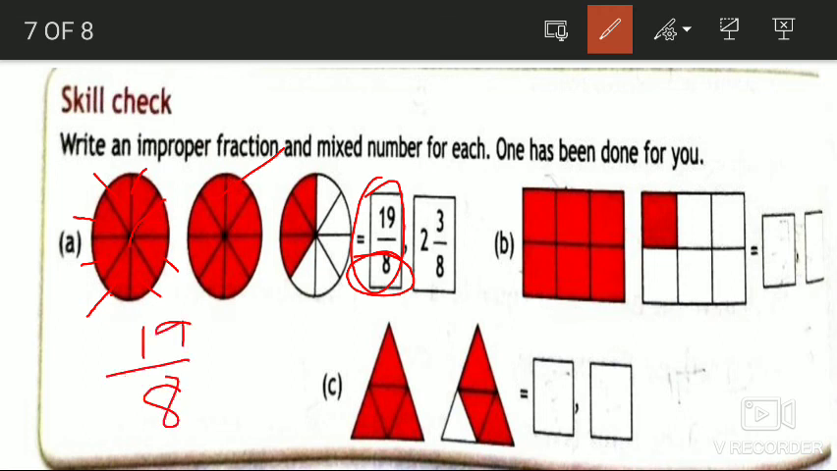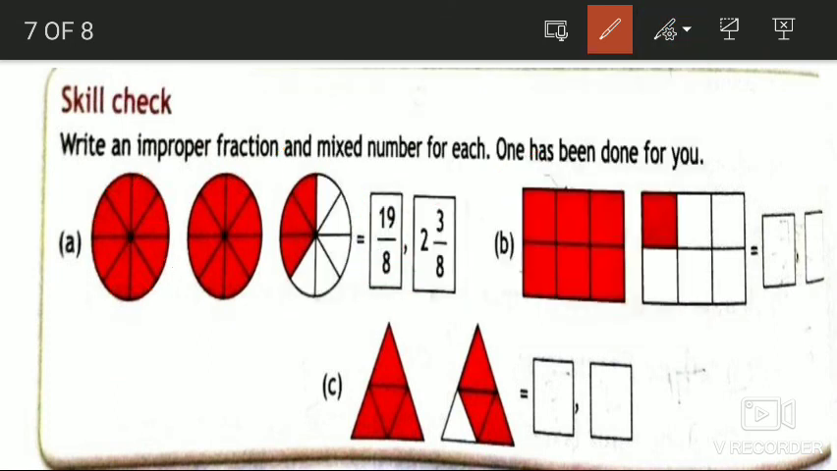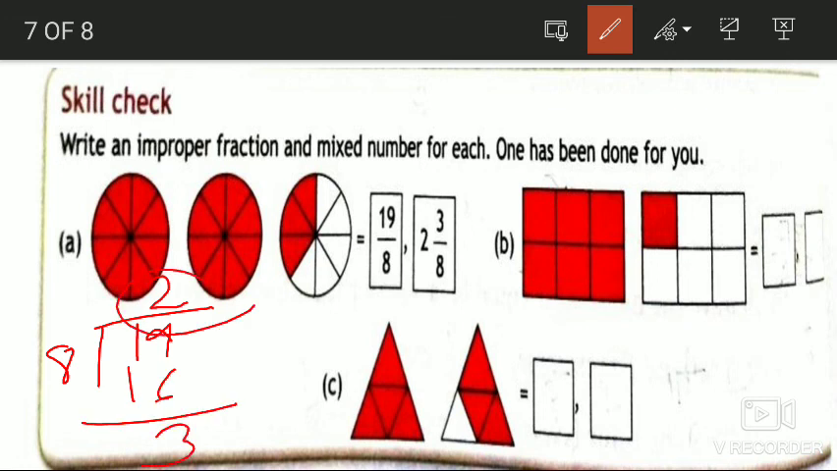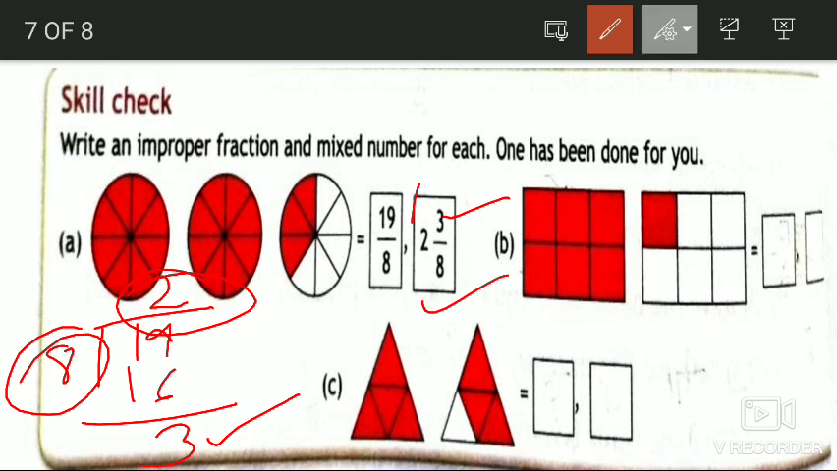You get this one. How do you get 2 3 by 8? You have to divide 19 divided by 8. The number closest to 19 in 8 timetable is 8 2s are 16. 19 minus 16 is 3. So the quotient here is 2 and then remain the 3 here, the dividend, the divisor 8. 2 3 by 8. Alright, move on to the next.